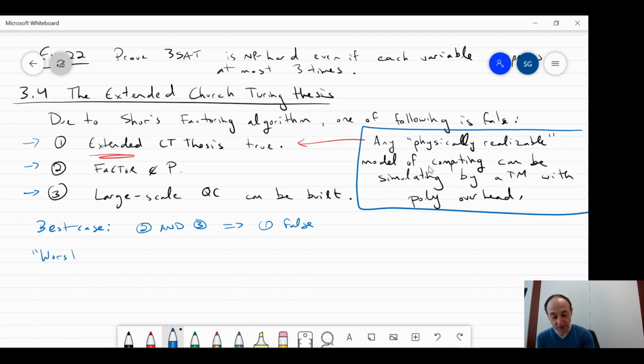And I also want to mention the so-called worst case, which is what happens if you assume 1 and 2. Imagine now that the extended Church-Turing thesis is true, and factoring is not in P. Well, if factoring is not in P, then the Church-Turing thesis says that if there's some other model of computing that can solve this thing efficiently, then so can a classical computer. It would also be in P. So this is enough to conclude that on any physically realizable model, you cannot solve factoring efficiently.